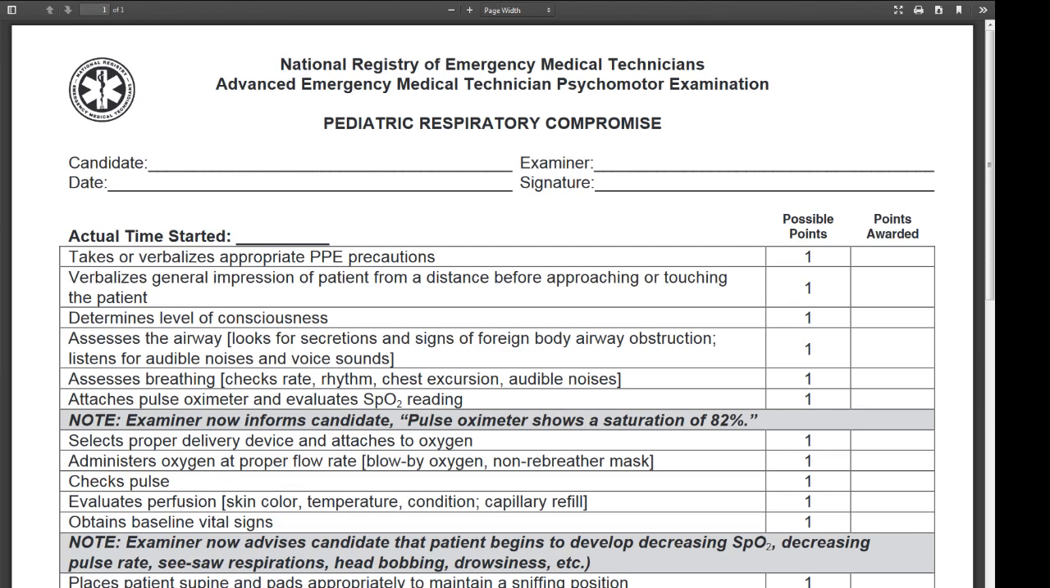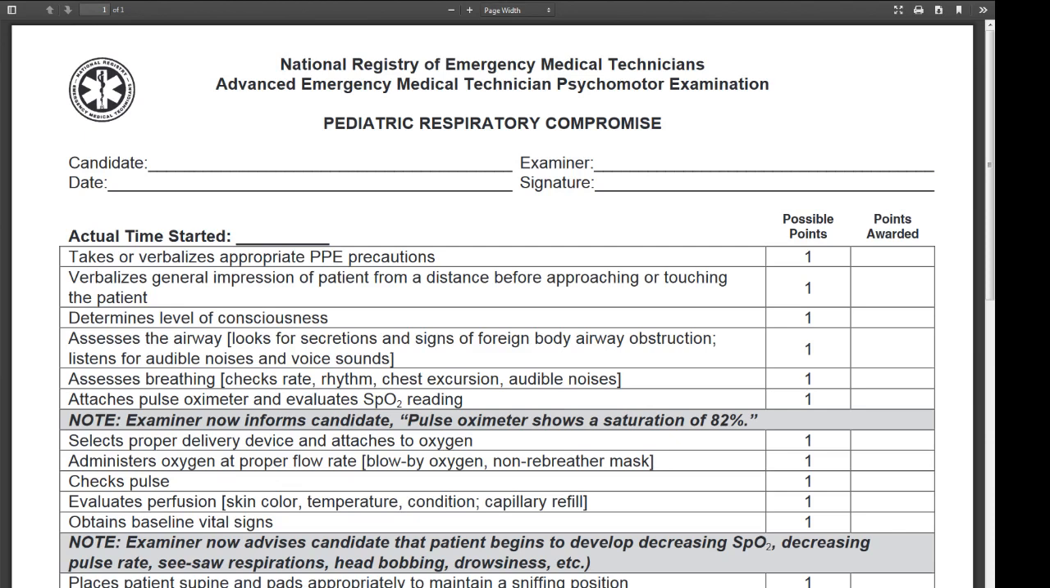National Registry of Emergency Medical Technicians. Advanced Emergency Medical Technician Psychomotor Examination. Pediatric respiratory compromise. Takes or verbalizes appropriate PPE precautions.